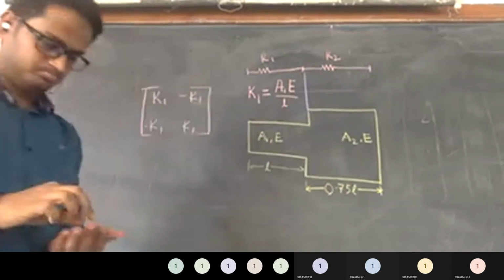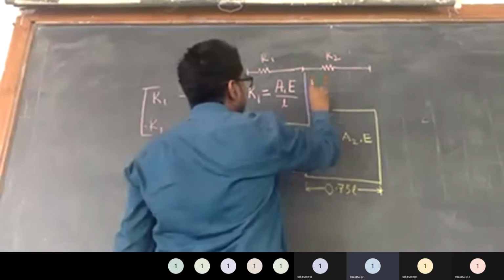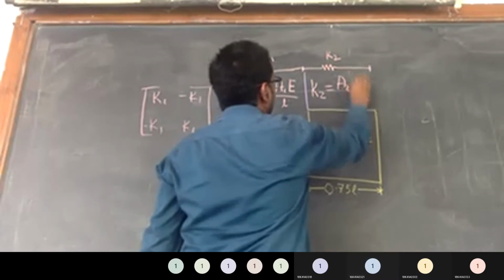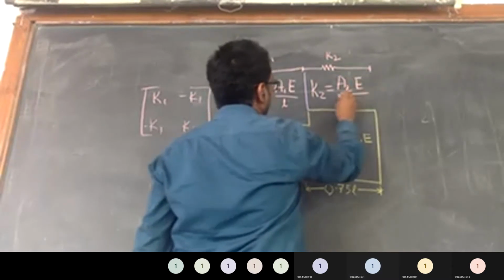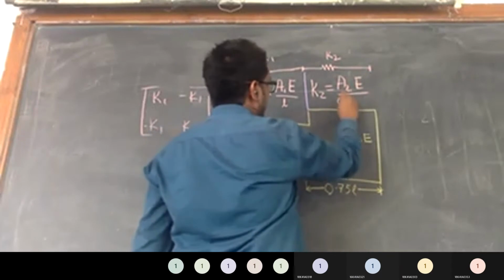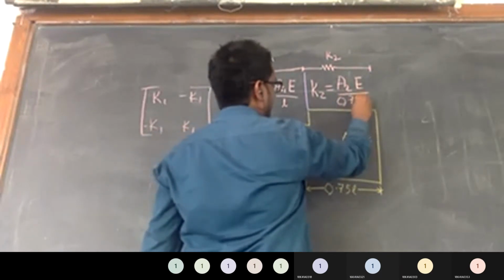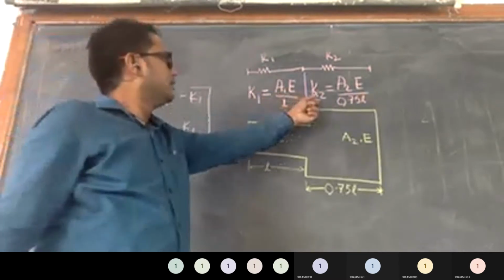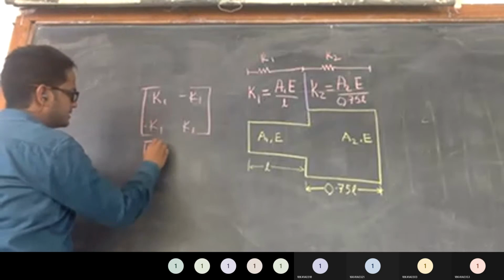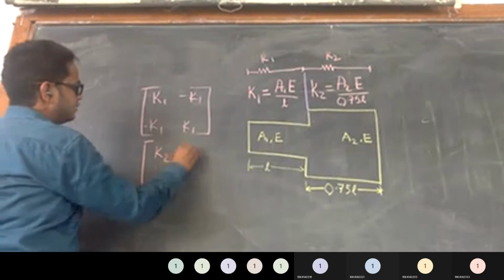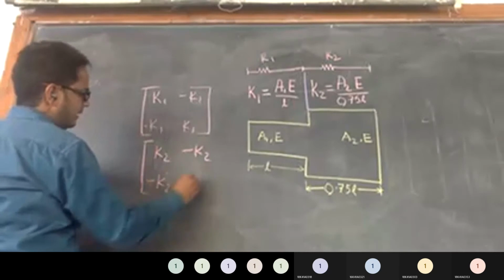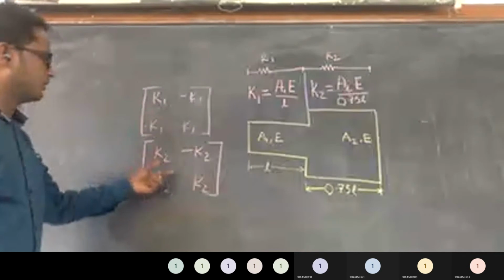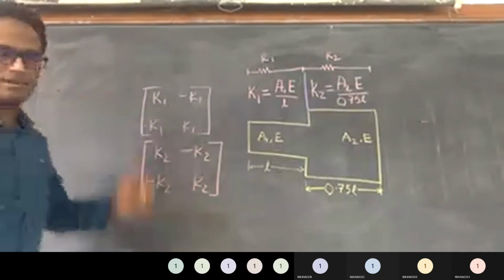All of you respond. A2E by 0.75 L. Very, very good. K2 is A2 E divided by 0.75 L. So from here you get another element stiffness matrix: K2, minus K2, minus K2, K2. So now you can form your global stiffness matrix.